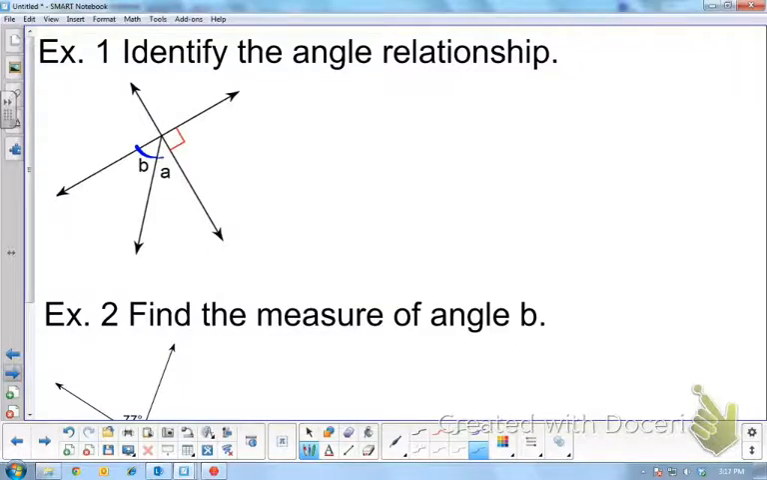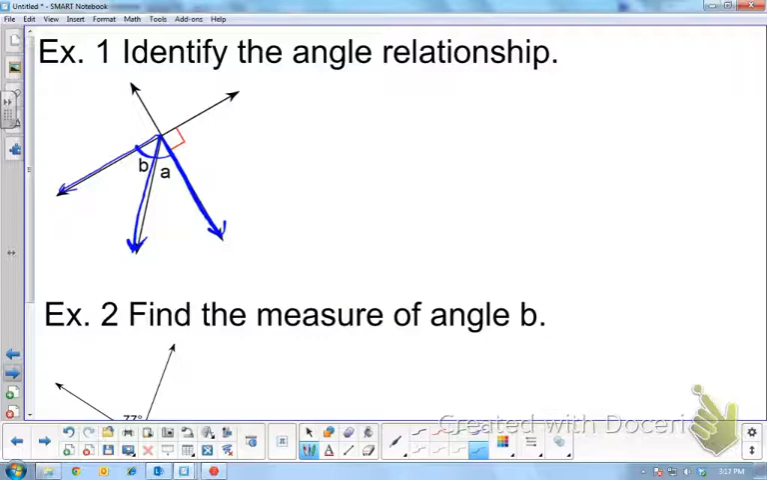There's angle B, there's angle A. So even though there's more to the picture, we really only care about the part of the picture that has the angles. So we only care about that part of the picture that I highlighted in blue. So we're trying to decide, are these vertical angles, complementary, or supplementary angles?